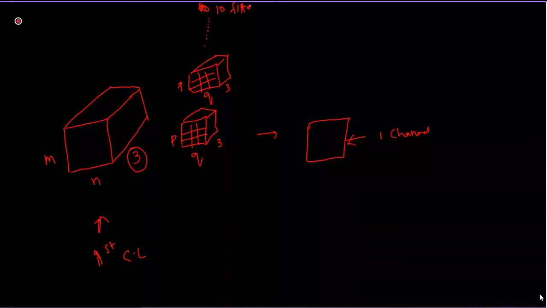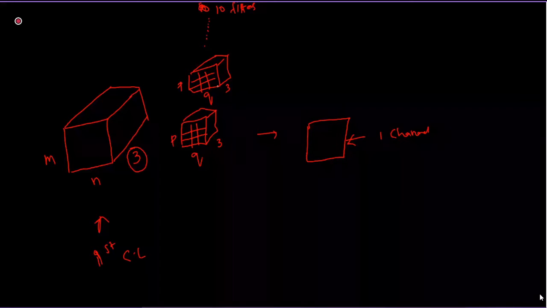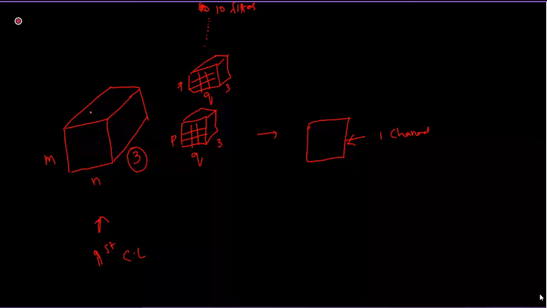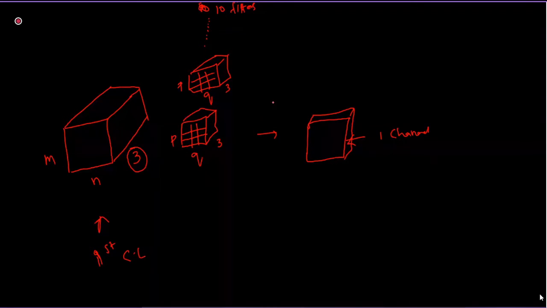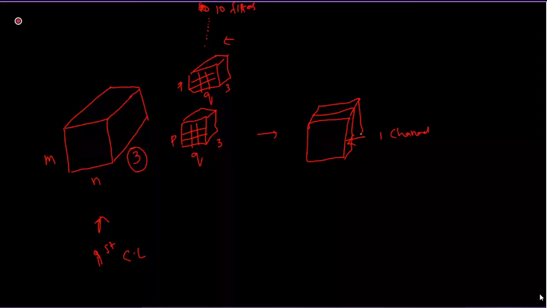The first filter will perform a convolution operation with this image, and it will produce one channel. The second filter will perform a convolution operation with this image and produce another channel. And the third filter will do a convolution operation and produce a third channel. So here you will have 10 channels in total, because we are using 10 filters.